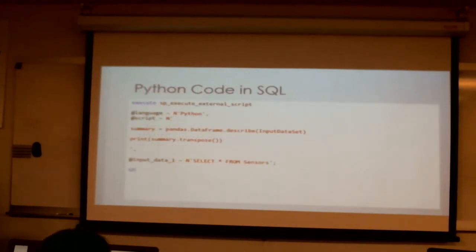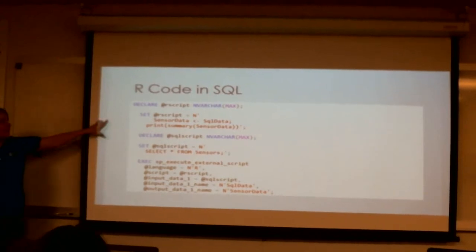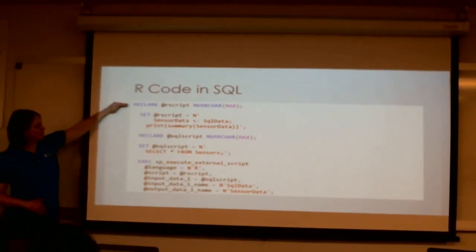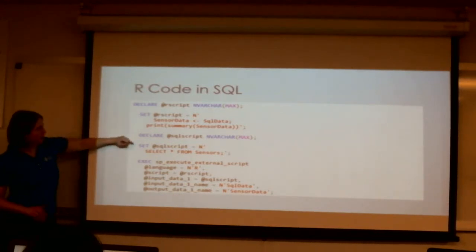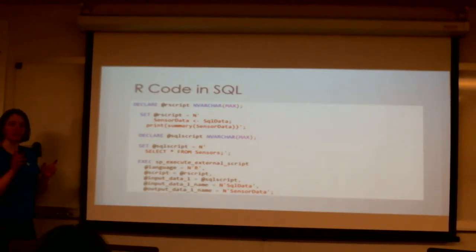Python, similar kind of setup with your SPXQ external script. You can follow, hold on, let me go back to the R for a minute. You can follow this pattern for Python. You can declare a script variable, put your Python script in a variable, declare SQL, store your SQL, and then execute. I'm just showing it 2 different ways so you can see that there are 2 different ways you can actually run this.